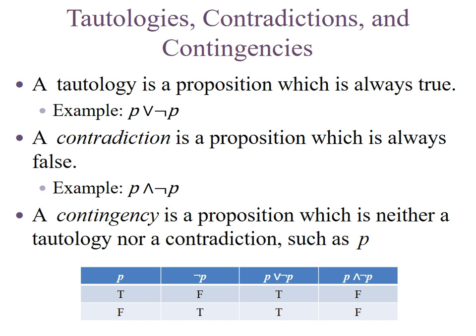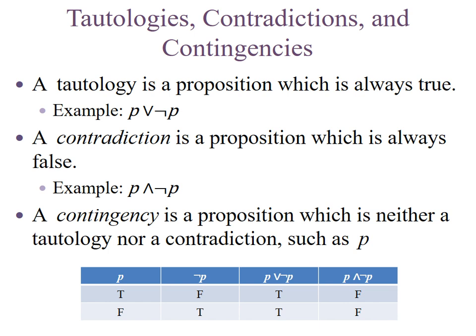Because we can see P or not P. If P is true, then not P is false. True or false is true. If P is false, then not P is true. Then false or true is true. No matter whether you assign true or false to the propositional variable P, the result is always true. So we call this a tautology. Okay, just a very special term for this situation.